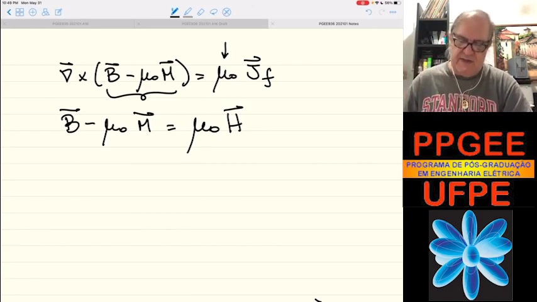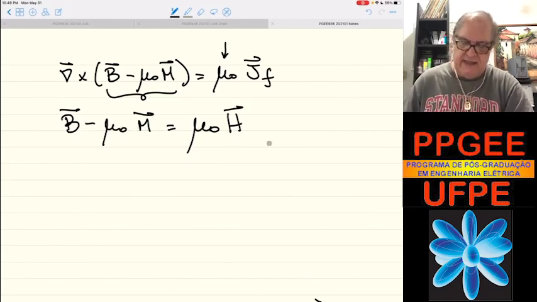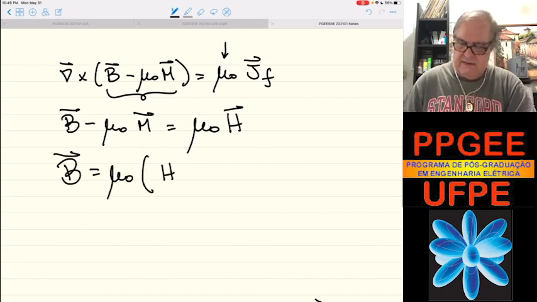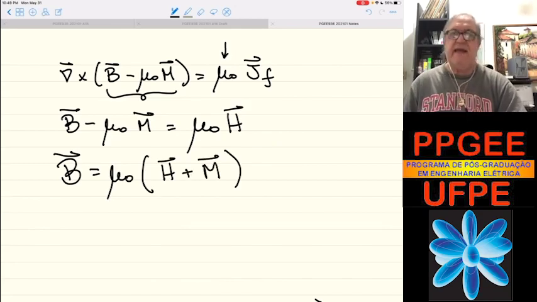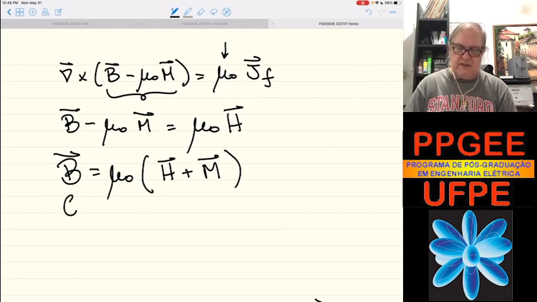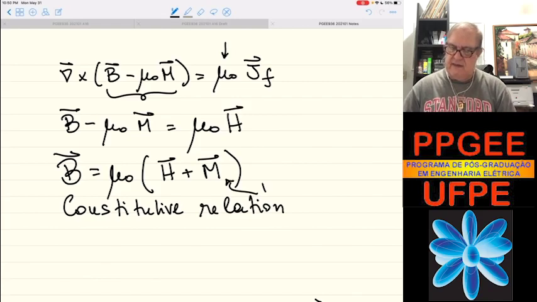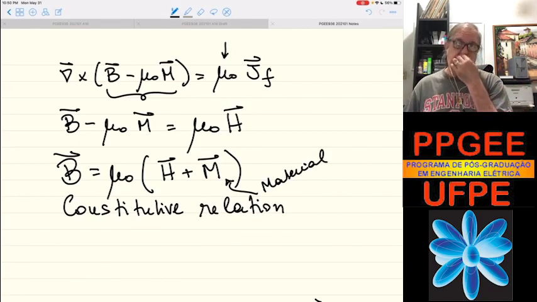We did a temporary definition. In the absence of M, for M equals 0, B was mu0 H. With the presence of magnetization, that's the relation we get. So B and H are related by this constitutive relation for the magnetism, which depends on the nature of the material, right? Different materials have different behaviors.